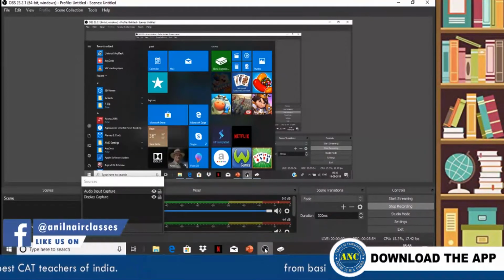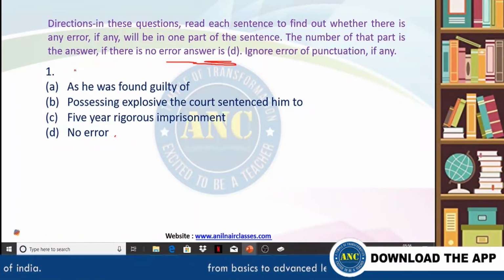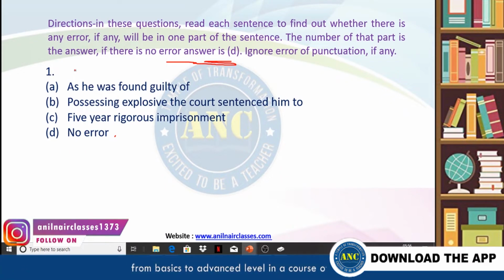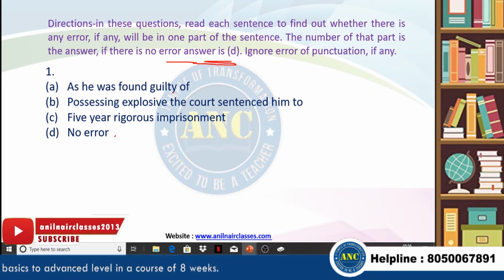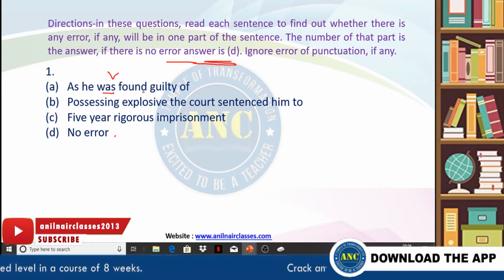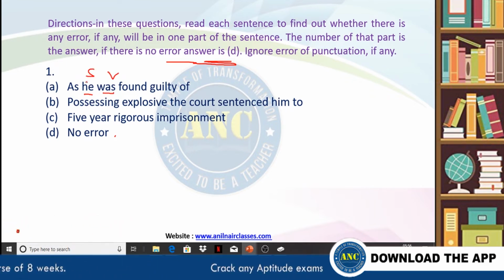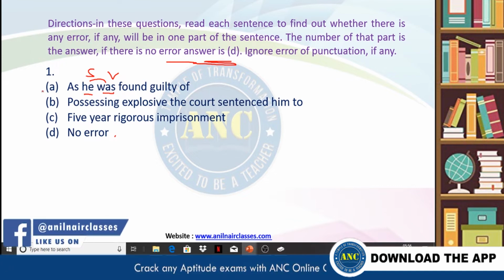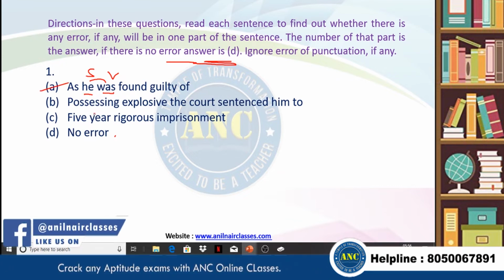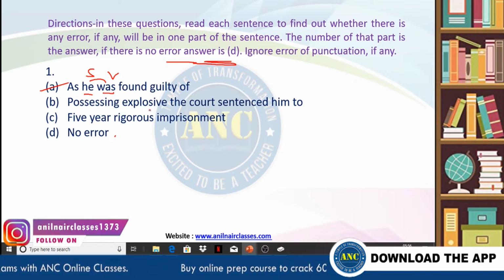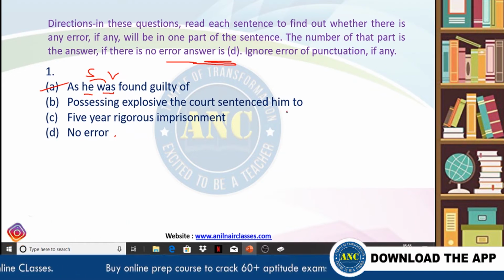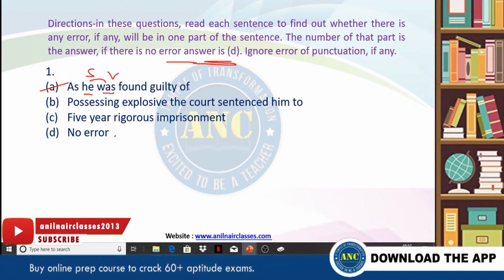Let's start. We'll look at each and every answer choice, right? So, as he was found guilty of, I taught you, was is a verb. Who was found guilty? He is the subject. Subject-verb agreement is there. So, this is perfectly fine. I'll get rid of this answer choice. He was found guilty of possessing explosive. The court sentenced him to. He was found guilty of.